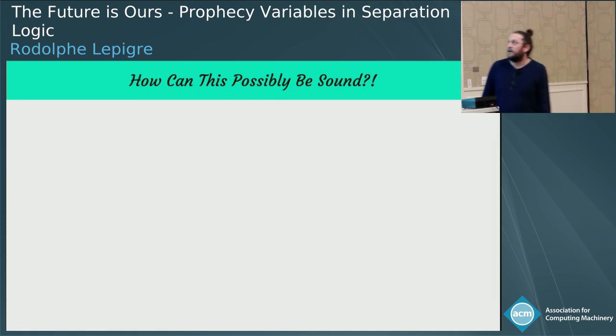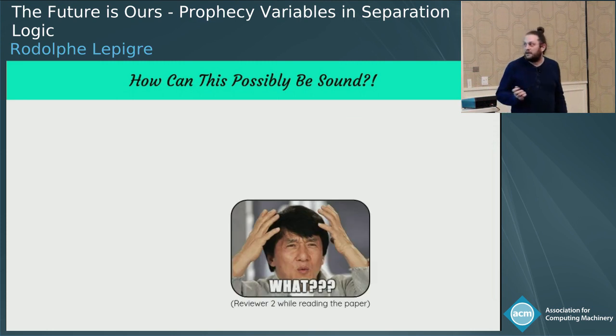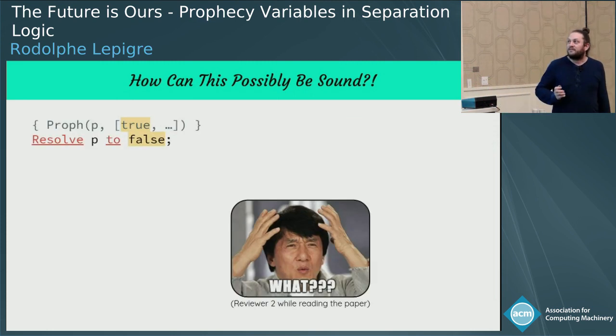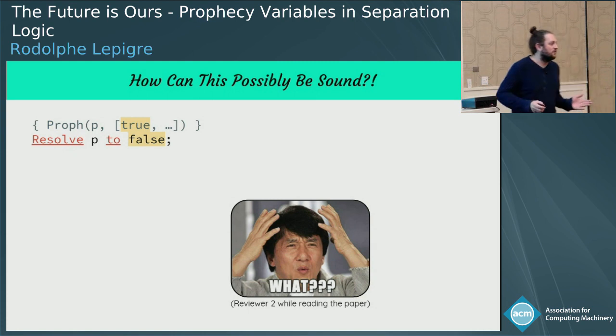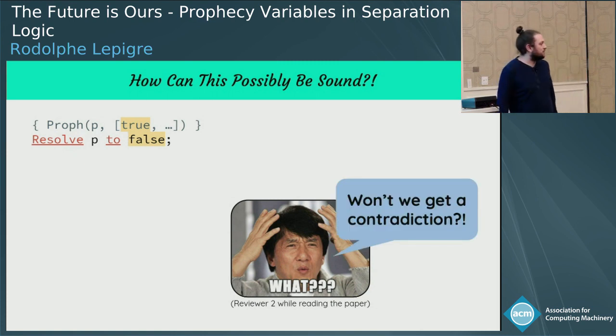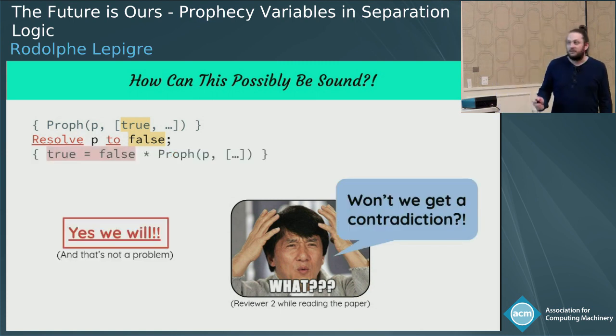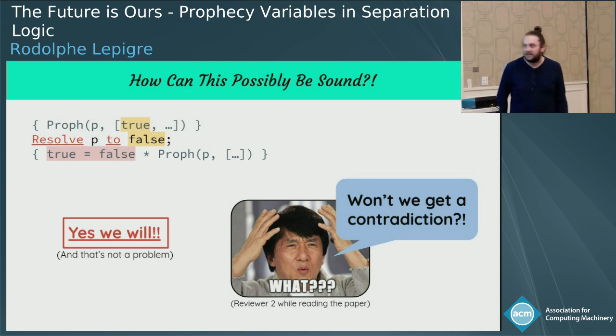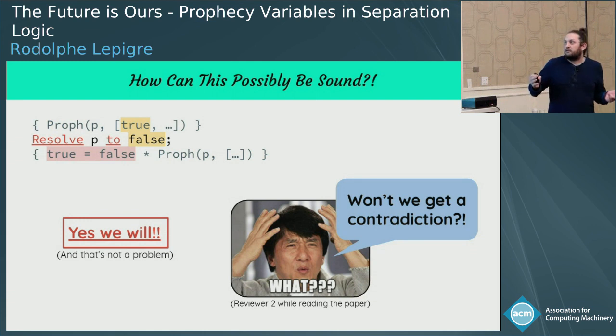Okay, so now some of you might be a bit puzzled, and you might wonder, as did our reviewer too, what if we have a prophecy assertion that predicts true, and we actually resolve to false? And that's a very good question because, well, won't we get a contradiction in that case? And it turns out that, yes, we will get a contradiction, but that's perfectly fine. Because if you look at the precondition here, what it says is, well, P will be resolved to true. And since that's not the case, then our precondition is false. And so this whole triple is vacuously true.